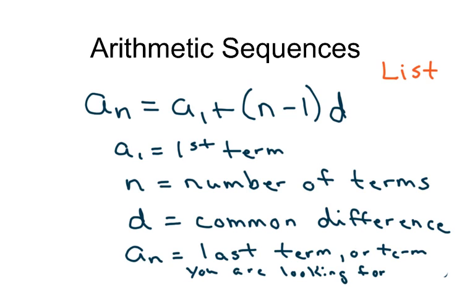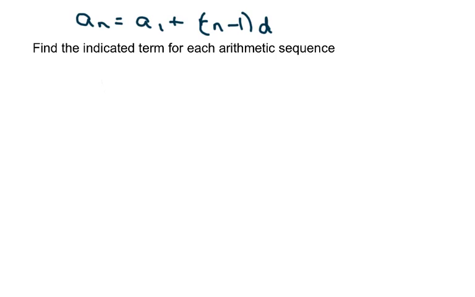sequence. Here's the formula we saw in the previous video that you already came up with, and here are our definitions that you already knew from the previous video. So the first thing we're going to do is find the indicated term for each of the arithmetic sequences. And I have my little list here. So for example, number 1, a sub 14 is what we're looking for. And we know that a sub 1 equals 4, and the common difference equals 6.